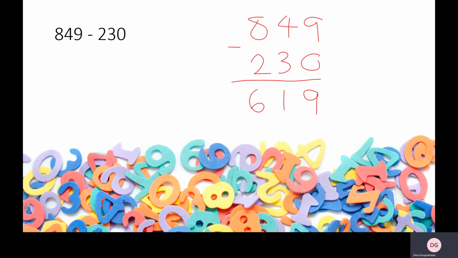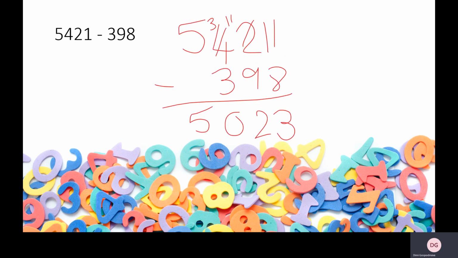And another example is 849 take away 230. Again, aligning the digits correctly is very important. 9 take away 0 is 9, 4 take away 3 is 1, 8 take away 2 is 6.